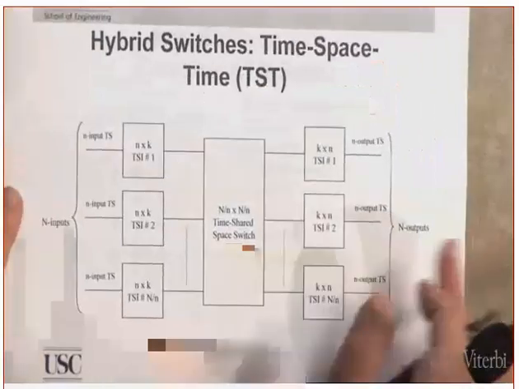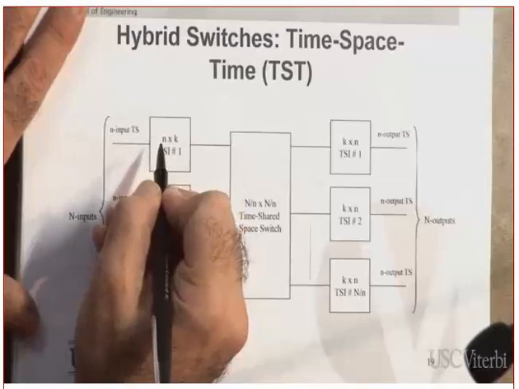Clear? Okay. We have n time slots here. How many total do we have? N. Are you following me or not? It means how many units in here do I need? How many time slot units? Time slot interchange. This is a time switch.